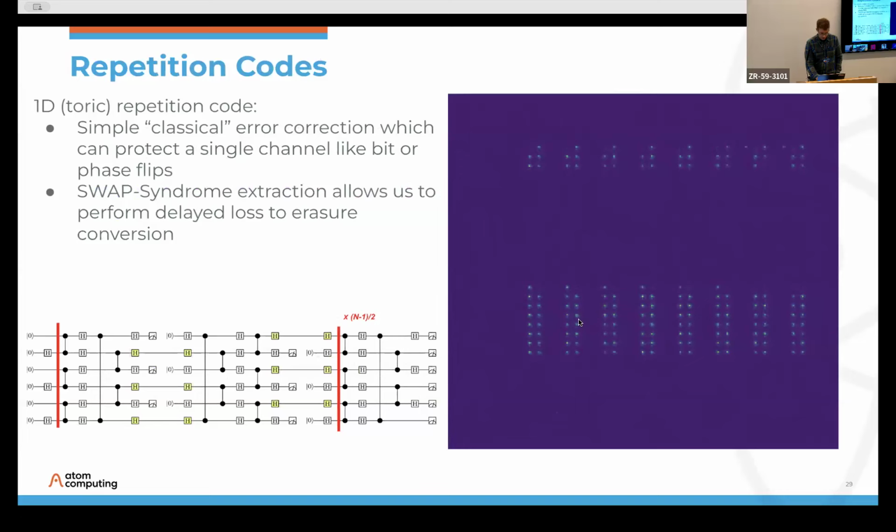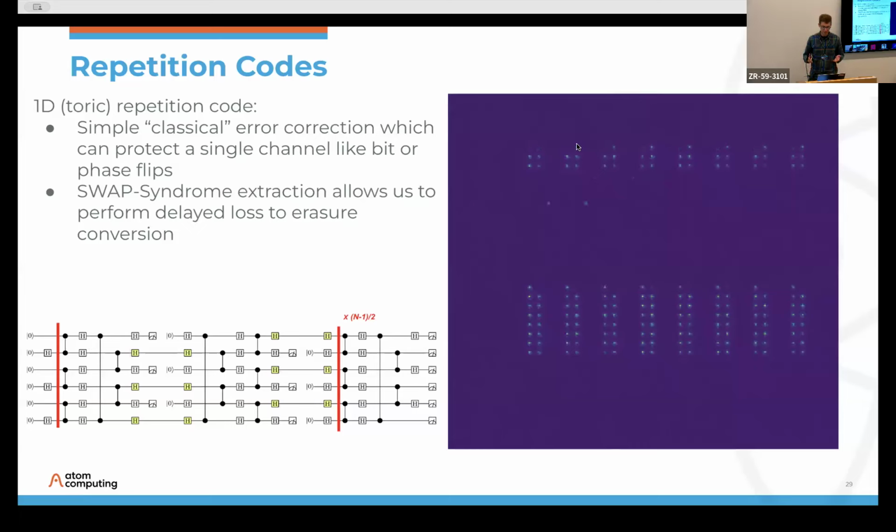Here's a cool picture of a particular circuit running. Mostly what you can see here is the atoms moving back and forth from what we call the register down here to the 2-qubit gate spots in the interaction zone above. So this is a repetition code. It's not a fully quantum error correction code, for those who know about these things. It's actually a classical error correction code.